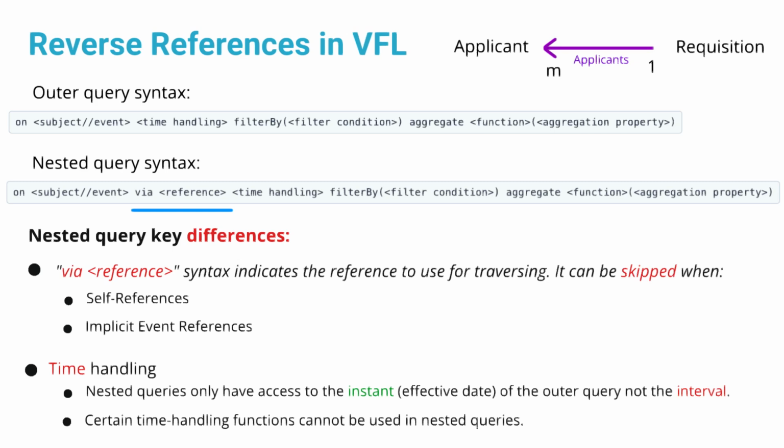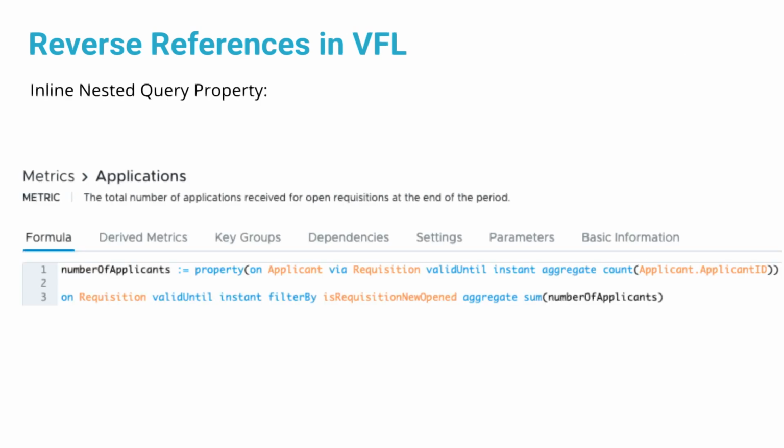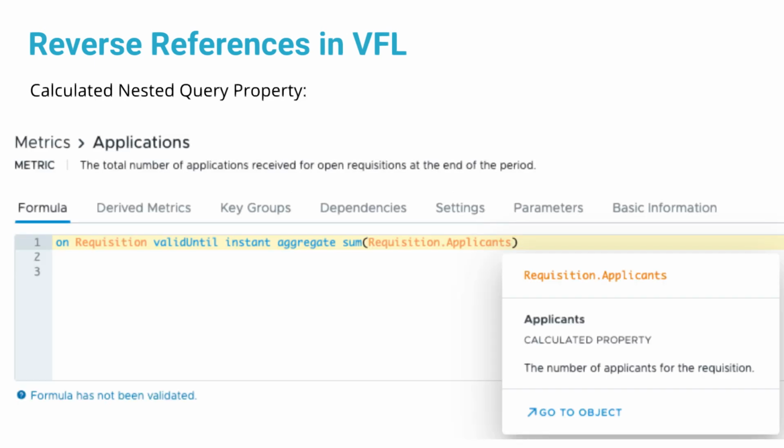Here's a tip. The intermediate property number of applicants can either be defined inline, as shown in our example, or set as a calculated property on the requisition to be referenced here. Both approaches yield the same result, but your choice depends on whether you anticipate needing that calculated property for other metrics or want it displayed as part of each requisition's detail view.